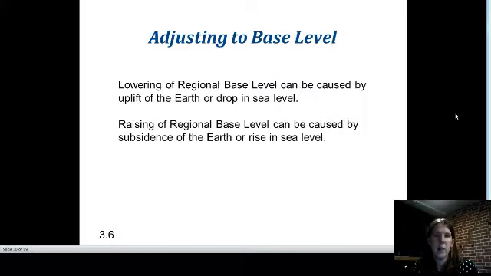Additionally, lowering of regional base levels can be caused by uplift of the earth or drop in sea level. So if you have volcanic activity that is quickly increasing the elevation of your Earth's surface, that can impact it, or if you have a drop in sea level for some reason. Raising of the base level can be caused by a subsidence of Earth or a rise in sea level. So there's been a gradual rise in sea level, which is causing a bit of a change in base levels. But the most common is the subsidence of Earth, or erosion of especially cliff sides that very quickly change the elevation of a region.